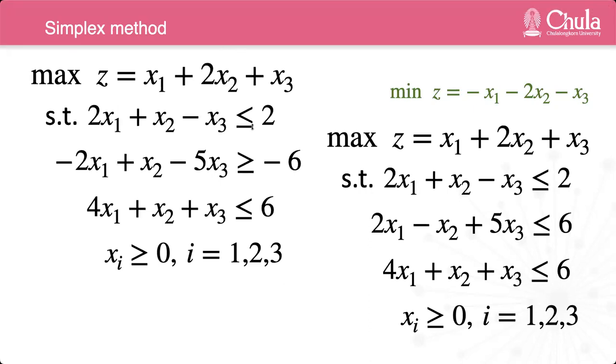Okay, should we continue? We have one more example. Actually, 2 or 3 more, but we look at this second example first. Again, this one we have is maximization. Of course, we transform it to minimization.